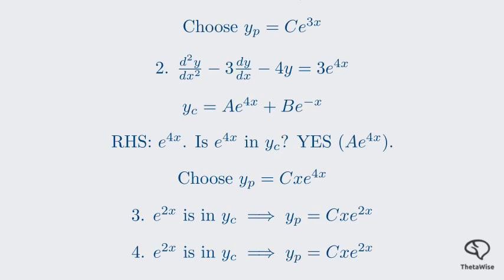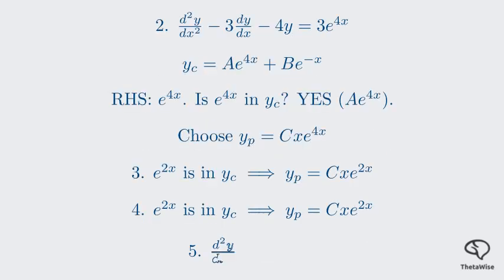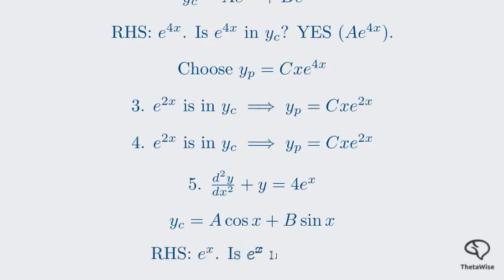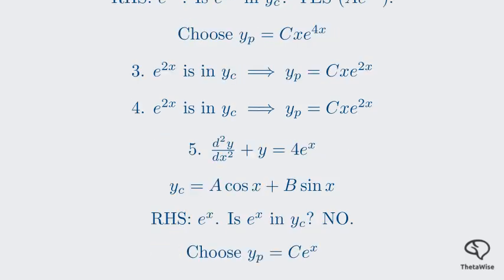Equations 5 and 6 are interesting because their complementary functions involve trigonometric functions. This happens when the auxiliary equation has complex roots. In equation 5, yc is a cos x plus b sin x. The RHS is 4e to the x. We check, is e to the x a term in yc? No, so we choose yp equals ce to the x.